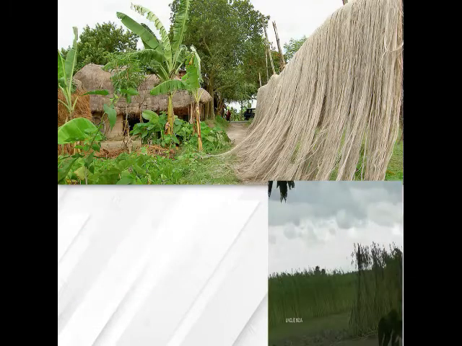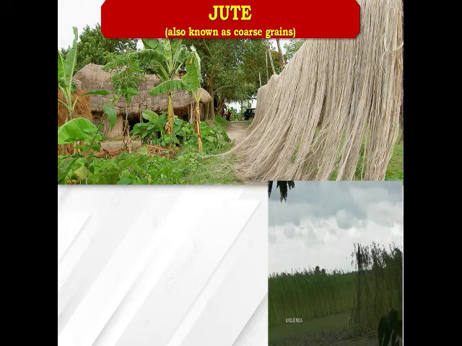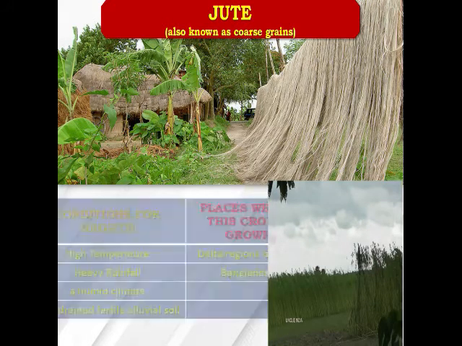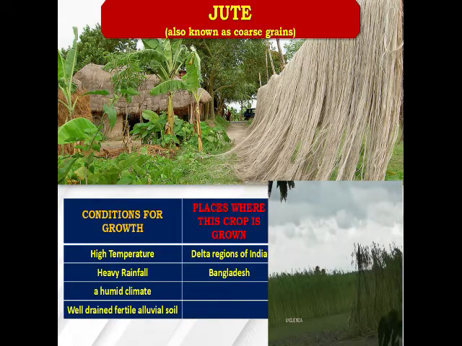Okay, and next one is the jute. Jute is also known as the coarse grains. The conditions for the growth of jute are high temperature, heavy rainfall, a humid climate and well drained fertile alluvial soil. The places where this crop is grown are the delta regions of India and Bangladesh. And let's see about some jute production, children.